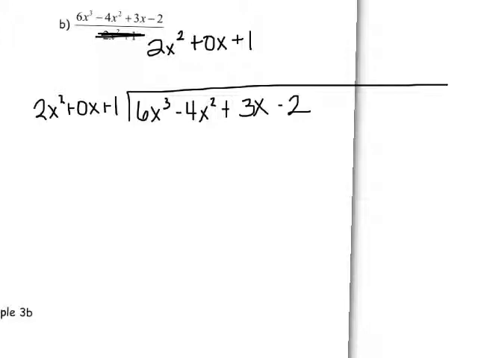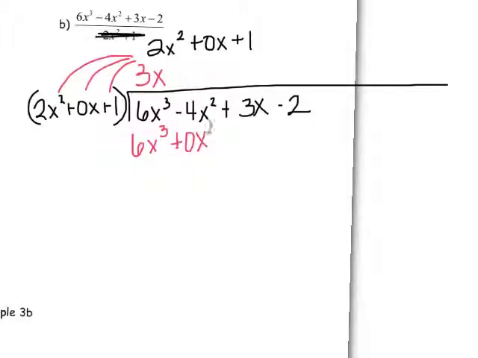Okay, let's start. So I'm going to go a little bit faster. You might want to pause it if you want to try and do this. What times 2x squared? Let's put parentheses so that I remember to do all of it. What times 2x squared is 6x cubed. So I need a 3 and I need an x. That makes 6x cubed plus 0x squared plus 3x.